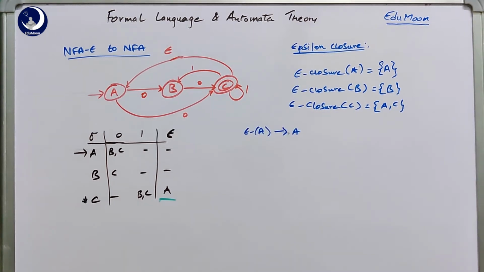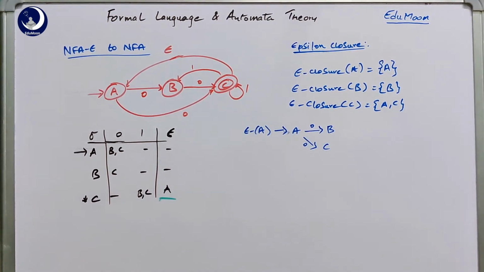Since the epsilon closure of A is only A, now we check what is delta of A on 0. So from the table we get B and C, that is delta of A comma 0 is equal to B and C. So we generally write the epsilon closure of B and C also here, because without any symbol you can go to the epsilon closure of B and C after reading the symbol 0. So that is, epsilon closure of B is B, and epsilon closure of C is A comma C. So finally it becomes delta dash of A comma 0 is equal to A, B and C.